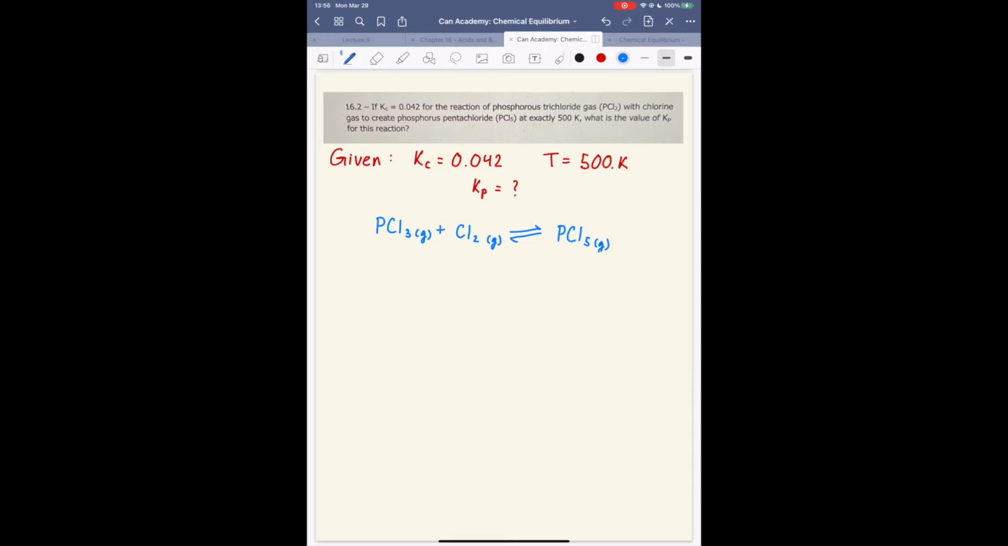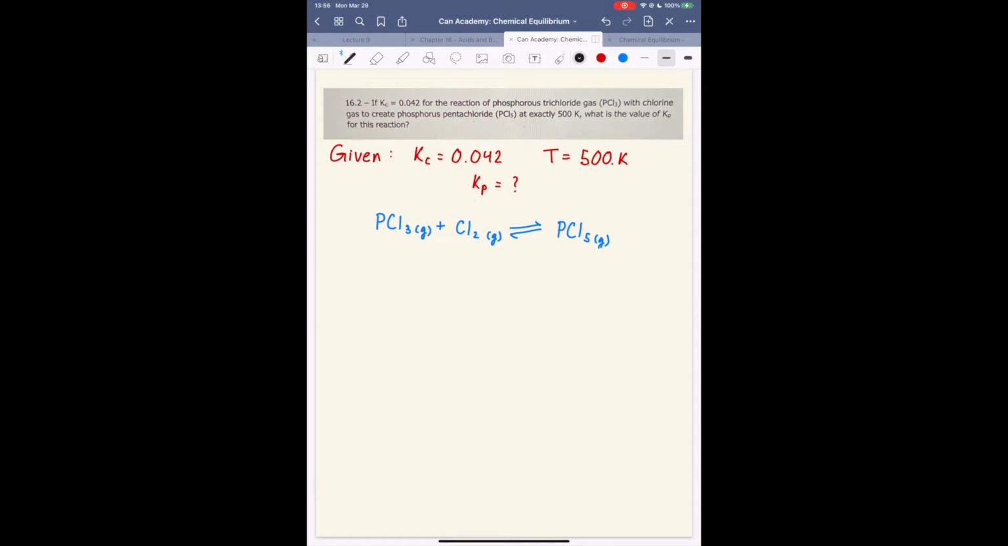Since the problem gives us Kc and temperature, and we know the number of moles for the reactants and the products, we can use the equation that demonstrates the relationship between Kc and Kp. That equation is Kp is equal to Kc times R, which is the universal gas constant, times temperature raised to the power of delta N, which is equal to the moles of the products minus the moles of the reactants in the gas phase.